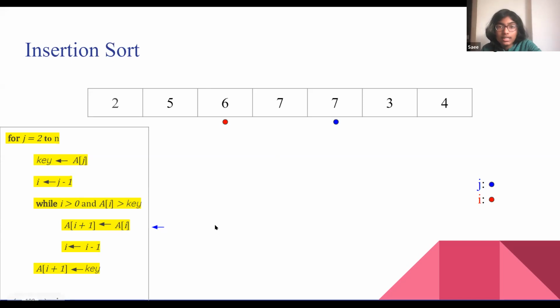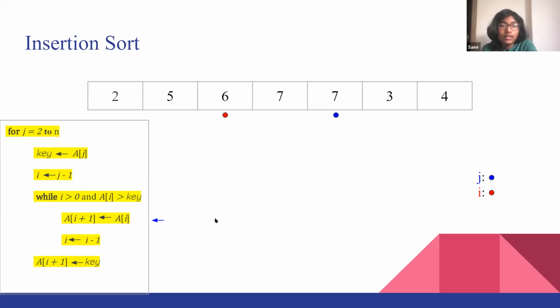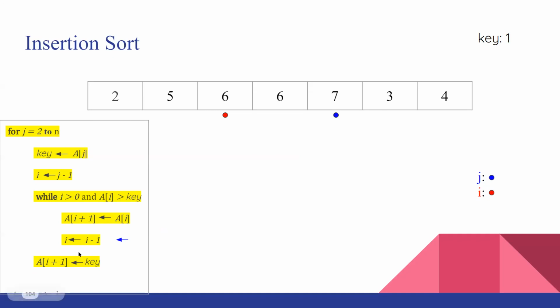Now what will we do? We know 6 is greater than 1. Right? So what will we do? We'll ask it to shift 1 to the right so that we have space for 1. Right? Yes, ma'am. And what is the value of I? 3. And what will it become at this step? 2. Awesome.